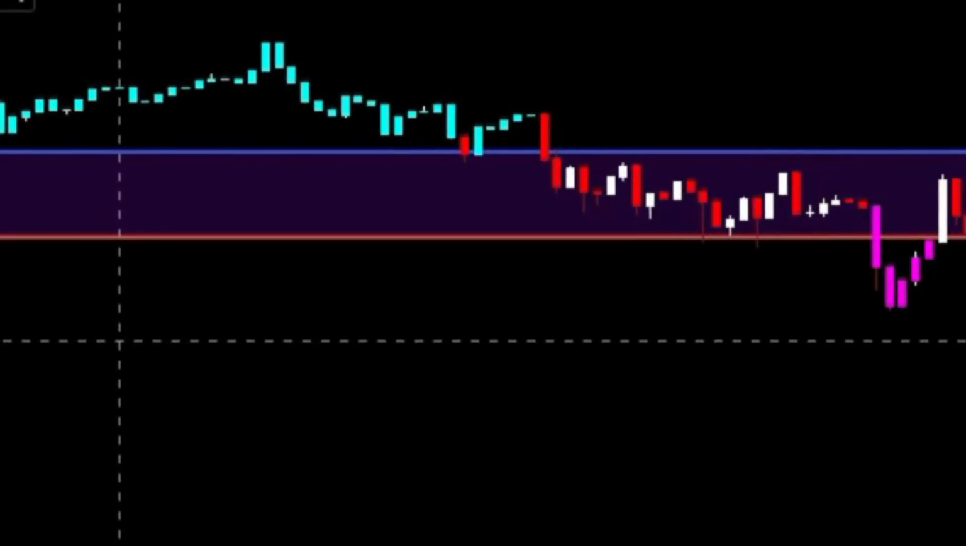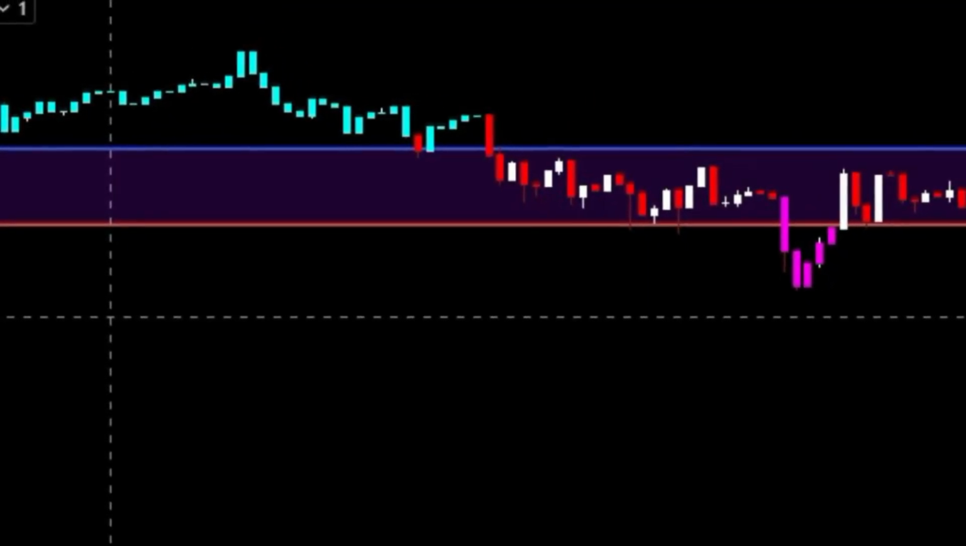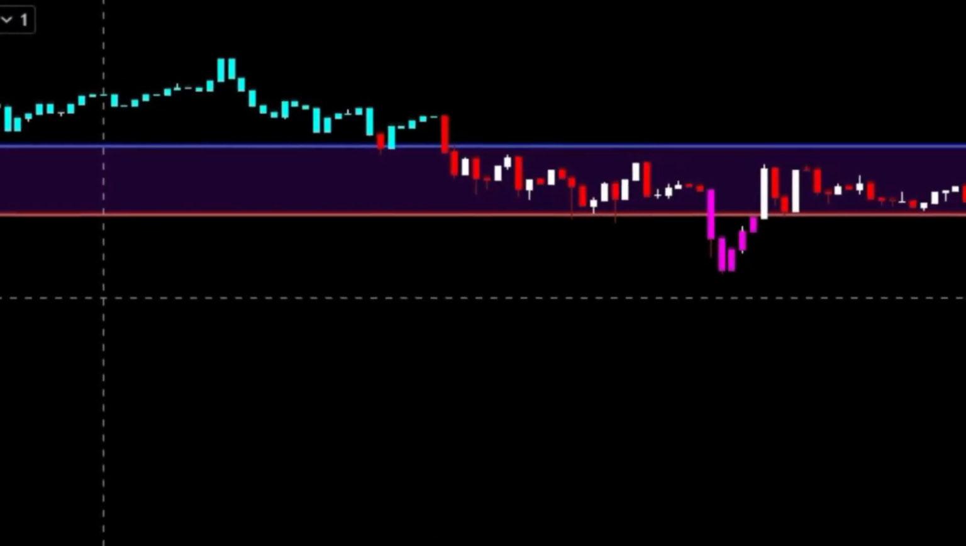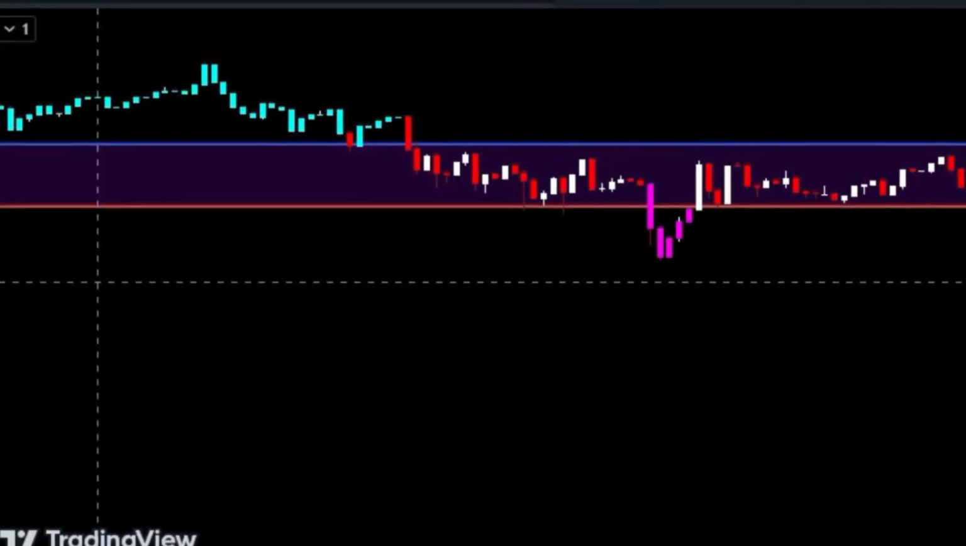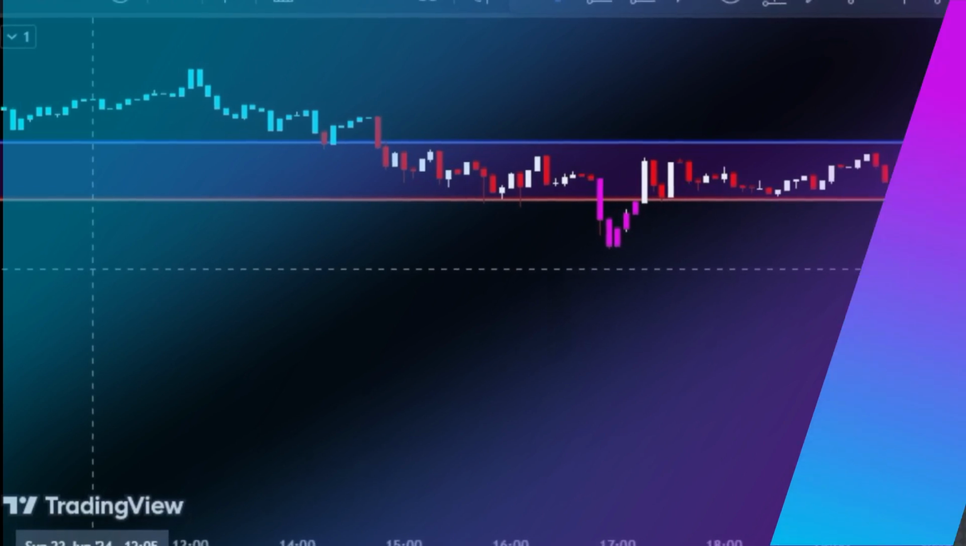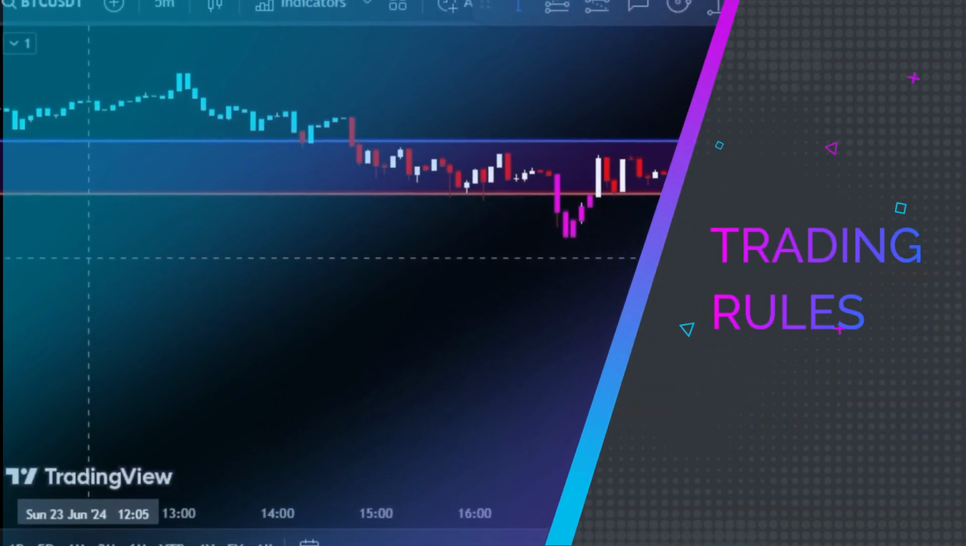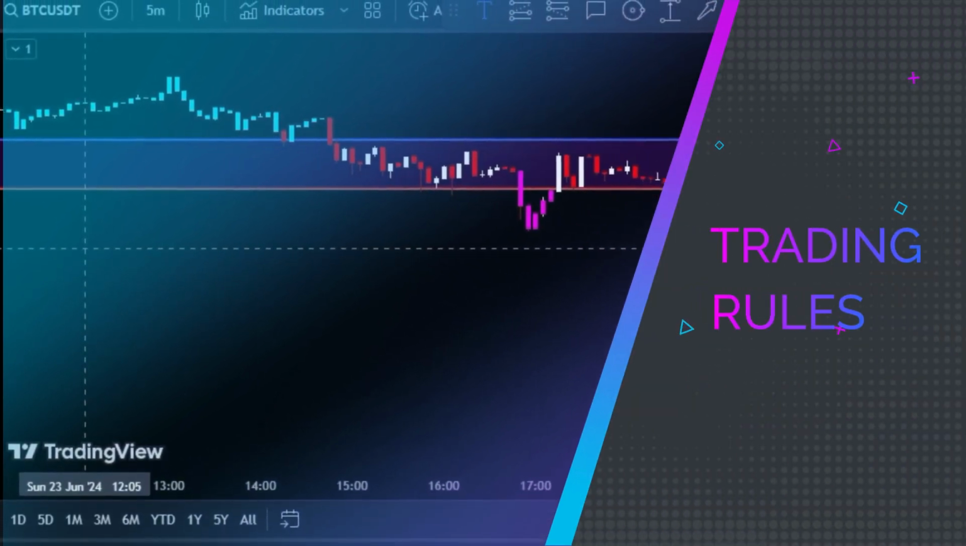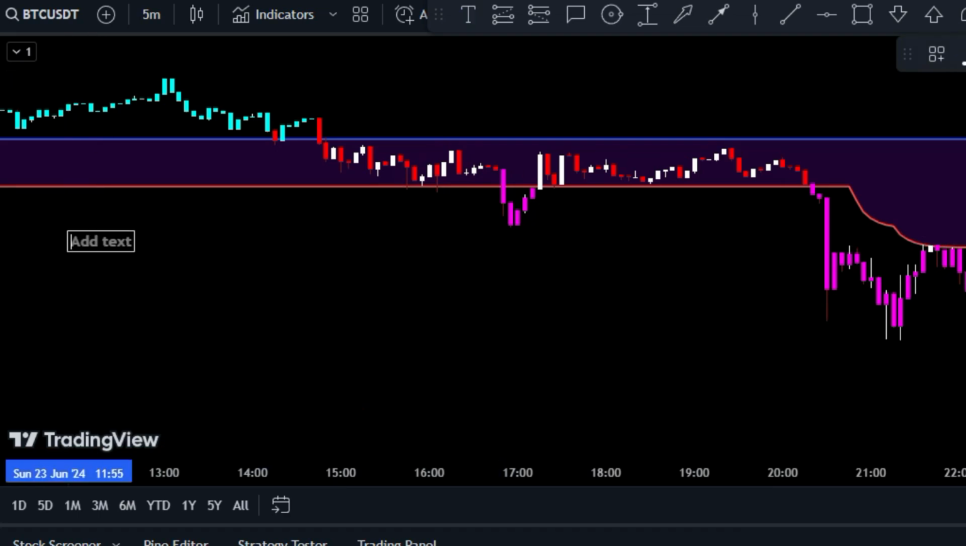Guess what? You now have all the tools and know-how to add and optimize those indicators for some serious trading success. Now comes the really exciting part. I'm going to share the exact rules on how to trade with these indicators. So here are the sell trade rules.